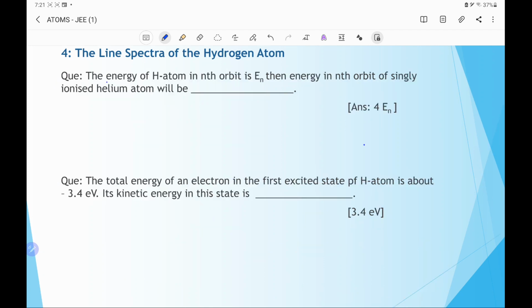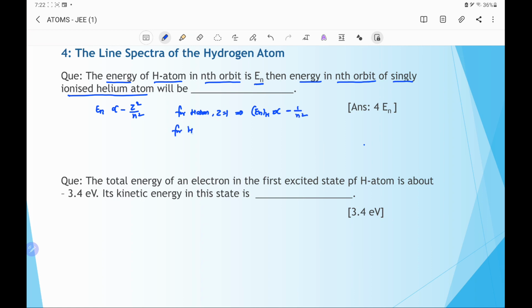Next question is, the energy of hydrogen atom in nth orbit is En. Then the energy of nth orbit in singly ionized helium atom will be. We know that in hydrogen or hydrogen-like atoms, energy of nth orbit is proportional to minus of z square by n square. For hydrogen atom, we know that z equal to 1. This implies that En of hydrogen atom will be proportional to minus 1 by n square.